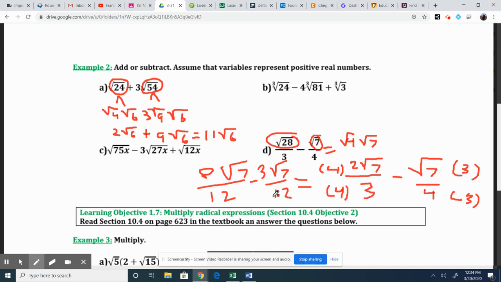So now we have our denominators are the same and we have our square roots on top that are like terms. So we're just going to do 8 minus 3, which would then simplify to 5 square root of 7 over 12. And that's our full answer.